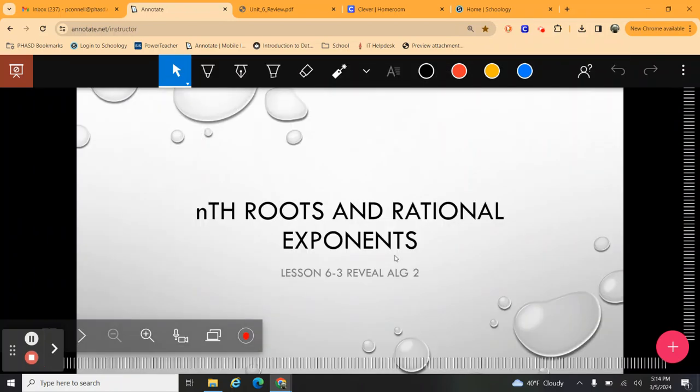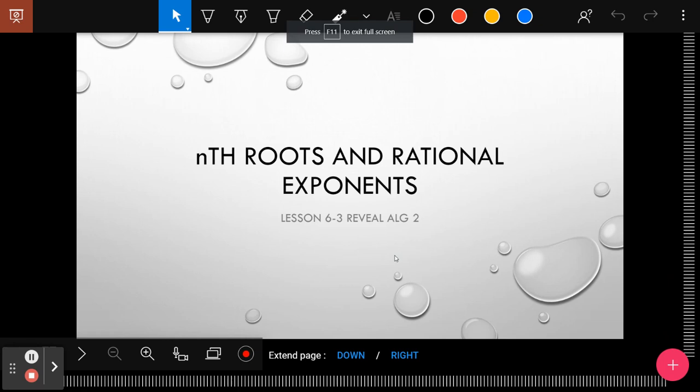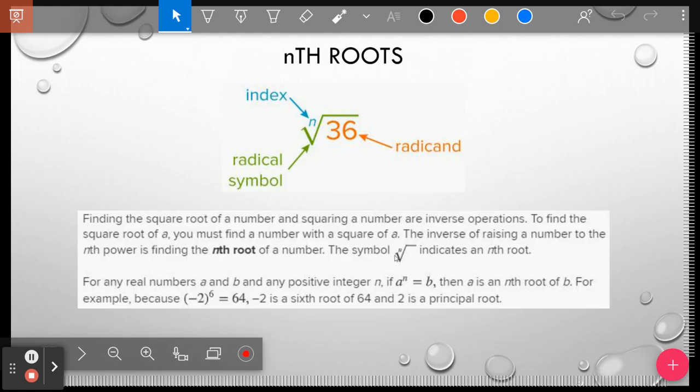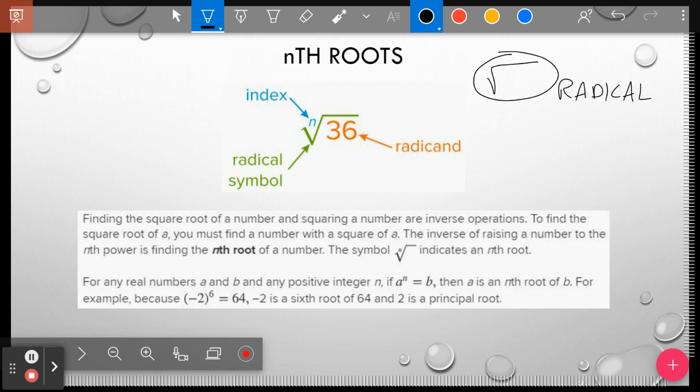We're going to make a notes video here for 6-3, nth roots and rational exponents. This is 6-3 from our Reveal Algebra 2 book. The first thing I always like to spend some time on is this symbol right here, that is called the radical sign. So we're talking about radicals.